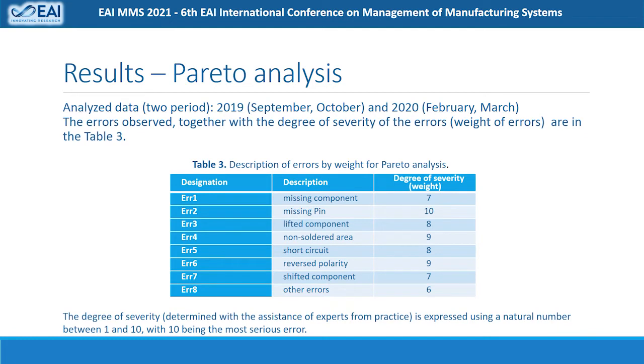Results of Pareto analysis. Data analysis was divided into 2 periods. In the 2019 year, in months, September and October, and in 2020, February and March. The errors observed, together with the degree of severity of the errors, are in Table 3. Error analysis focused on the production line system for hand-installed components on the printed circuit board, the final step of production. The degree of severity is expressed using a natural number between 1 and 10, with 10 being the most serious error.